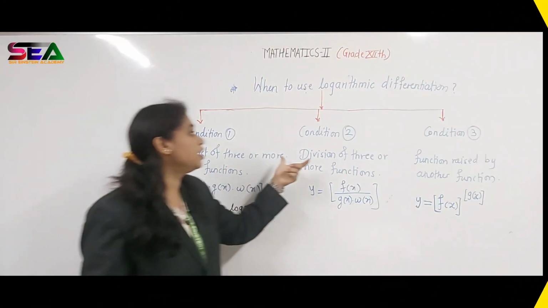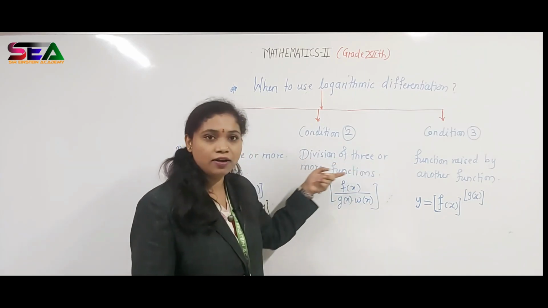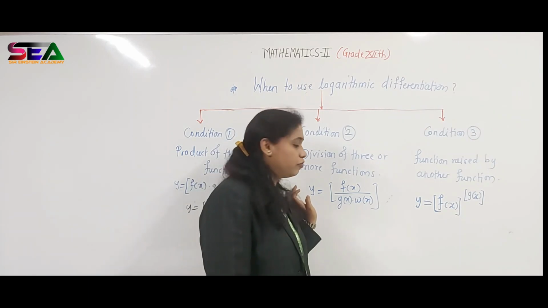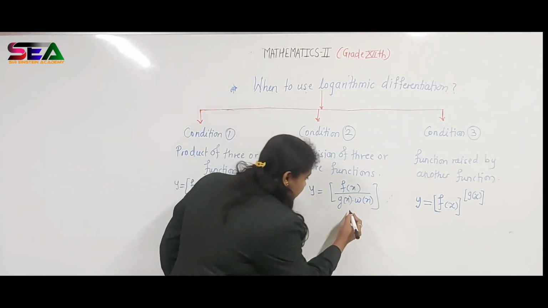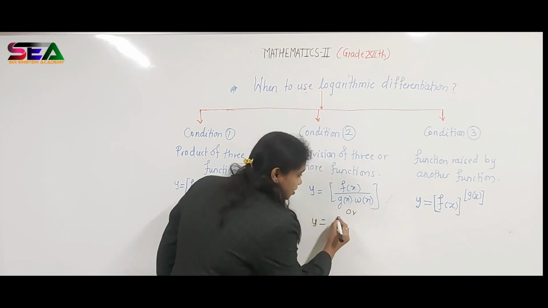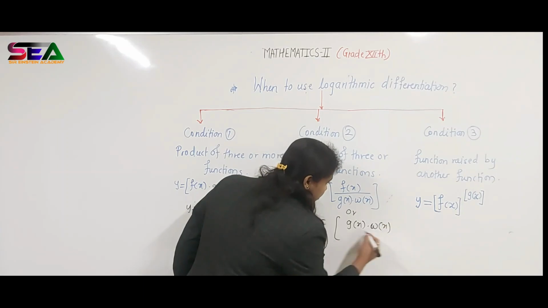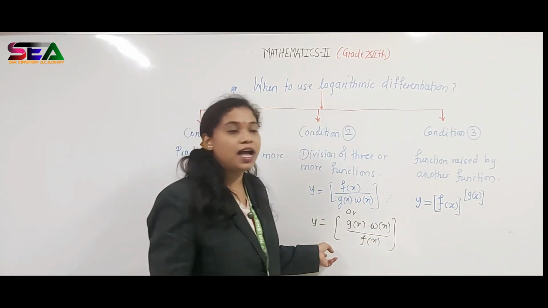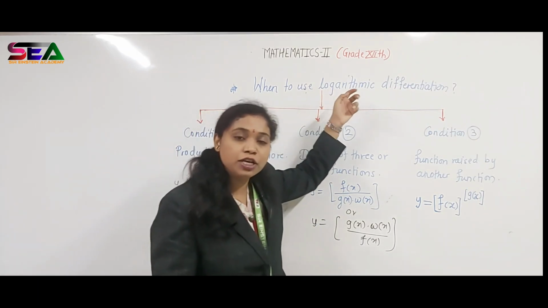Okay. Now the second condition is when there is a division of three or more functions. Same, if I observe my y function is equal to f(x) upon g(x) into w(x), or I can say another is y is equal to g(x) into w(x) upon f(x). That means three functions are involved in a division. Then I have to use logarithmic differentiation by using logarithmic rules.